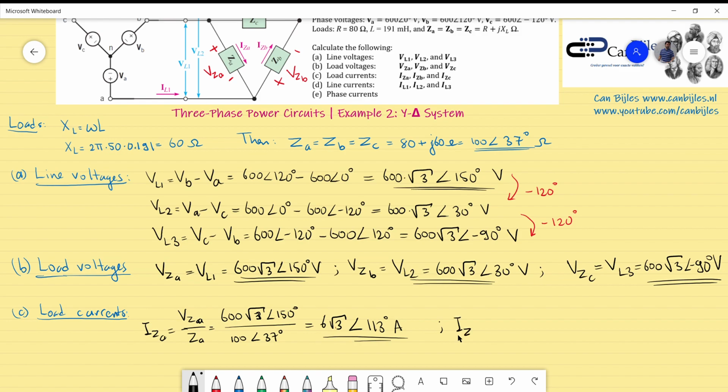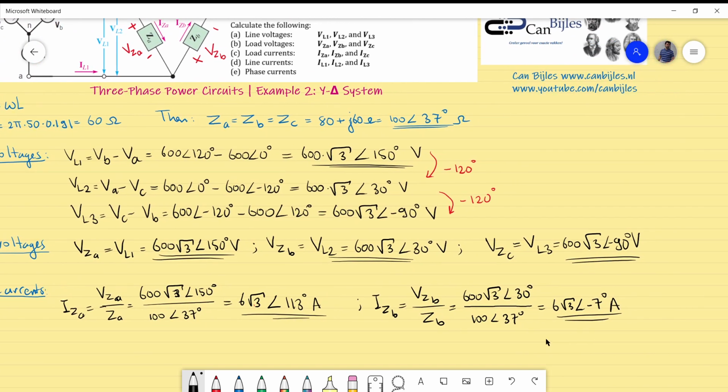So actually for this, let's move to the IZ of B, which is VZ of B divided by Z of B, which is again 600 square root of 3 phase, this time 30 degrees. We have this here or here, it's exactly the same. So divided by, again, 100, and then phase of 37 degrees. And this will result again in the same expression for the amplitude, but the phase will be minus 7, and again in amperes.